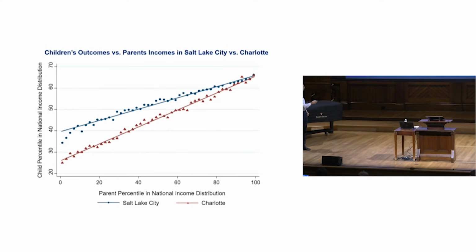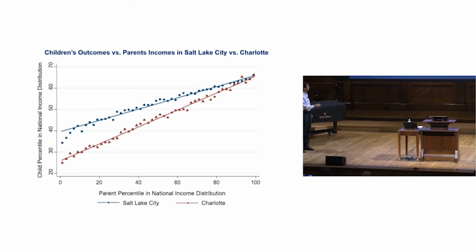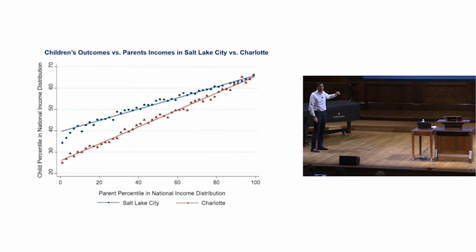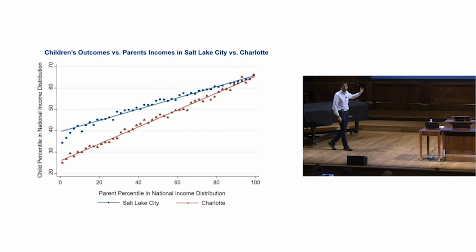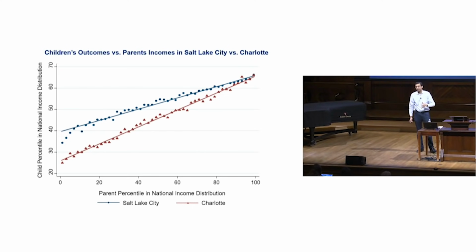Kids growing up in families at the 25th percentile of the income distribution are doing considerably better than kids who grow up in families at the same level of income in Charlotte. Charlotte, as we saw, is one of the lowest upward mobility cities in the US. Now, what's interesting about this is we see this big gap at the bottom of the distribution. So low-income kids do much better in Salt Lake City and other cities that are more integrated, et cetera. But if you look at the top, there's actually no difference between Charlotte and Salt Lake City. So if you're growing up in a very affluent family, you see no difference in your outcomes if you're growing up in Charlotte as opposed to Salt Lake City.